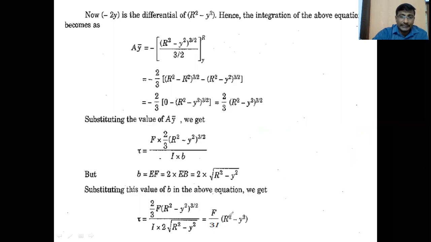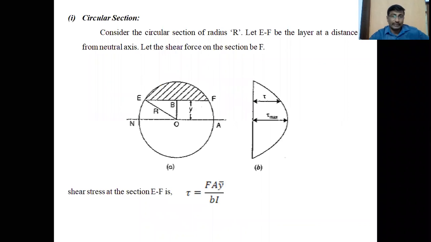So F by 3I into (r² − y²) is the formula to calculate the shear stress at layer EF. Here also the shear stress varies across the section depending on y², so it varies parabolically. Shear stress varies across the beam parabolically. That's why I drew it in the earlier slide: the shear stress distribution for the circular section is also a parabolic curve.